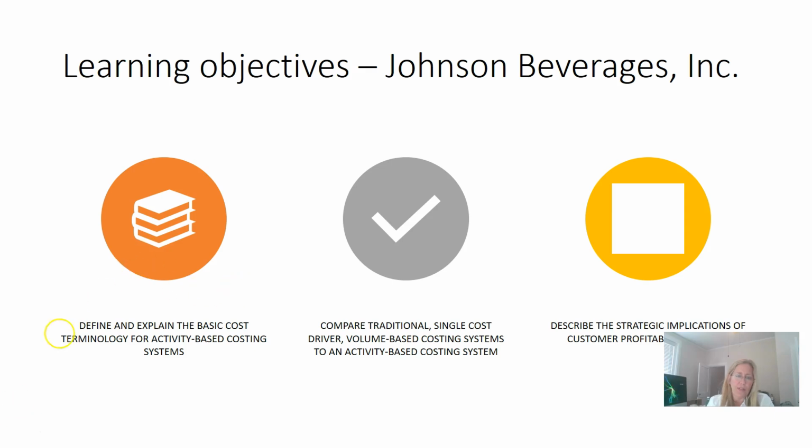So the three key things you'll be looking at is, again, what's the basic terminology for an activity-based costing system. So again, what is a cost pool, what are cost drivers, and how do you allocate out to these various customers in this case. And you'll be comparing that to a traditional, which is, as I stated, a revenue-based model, and doing kind of a compare-contrast. And then you're going to describe some of the strategic implications of that.